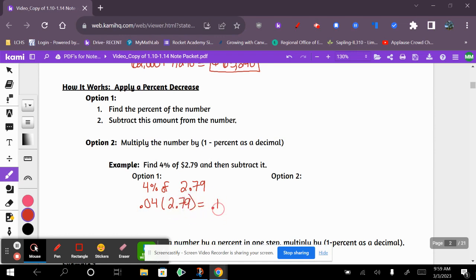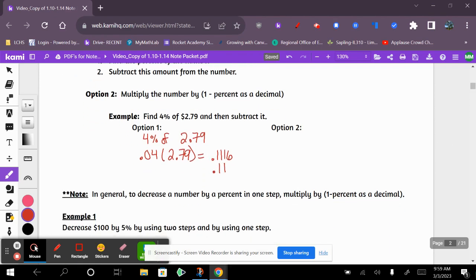And we get 0.1116. We're going to round it to the nearest penny because we're dealing with money here. So we get 0.11. Because this is a decrease, we're going to subtract. So take your original $2.79 and subtract 11 cents. So we get $2.68.